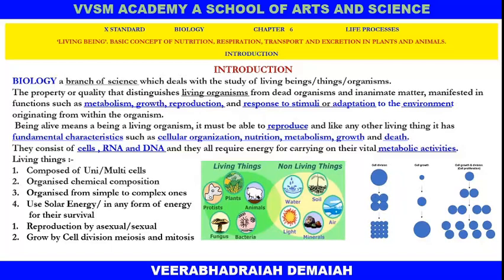They consist of cells, RNA (ribonucleic acid), and DNA (deoxyribonucleic acid), and they all require energy for carrying on the vital metabolic activities. Living things are composed of unicellular or multicellular organisms, with organized chemical composition, organized from simple to complex ones. They use solar energy or any form of energy for survival, reproduce by asexual or sexual reproduction, and grow by cell division, meiosis or mitosis. Yes, friends, these are the images for your kind information.